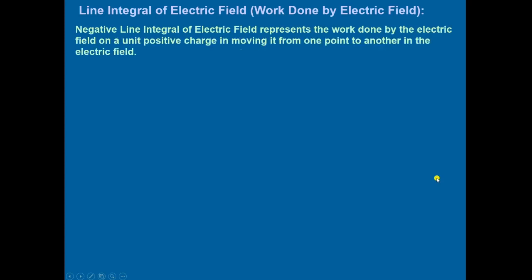Then we come to the revision work, line integral of electric field or work done by electric field. Negative line integral of electric field represents the work done by electric field on a unit positive charge in moving it from one point to another point in the electric field. That is given by W_AB, integration of small work done dW, that is line integral dl of electric field between A and B.